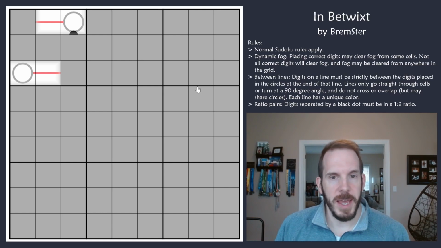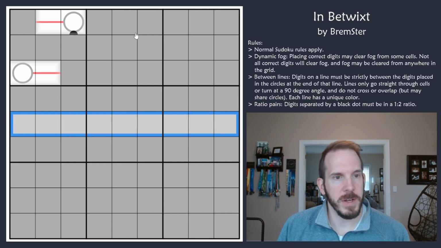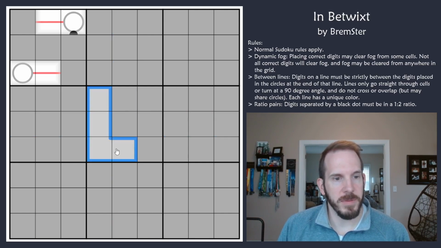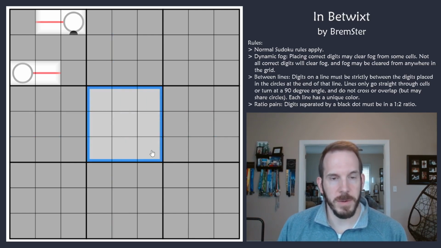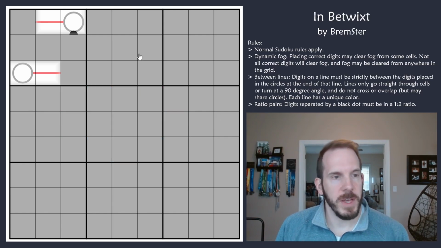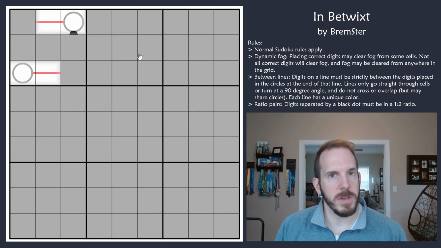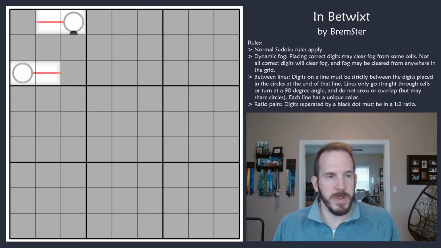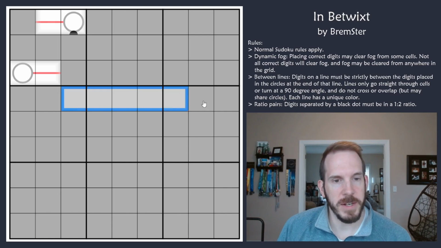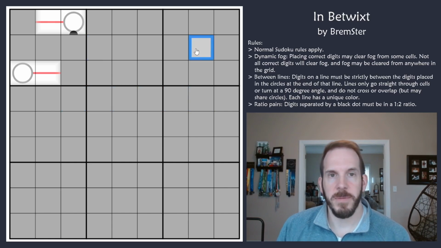For this puzzle, we have normal Sudoku rules, so every row, every column, and every 3x3 box will contain the digits 1 to 9 once each. We also have dynamic fog. So if you're used to traditional fog puzzles and haven't solved dynamic fog, I'll walk you through this. As we place correct digits within the grid, some of the fog will clear.